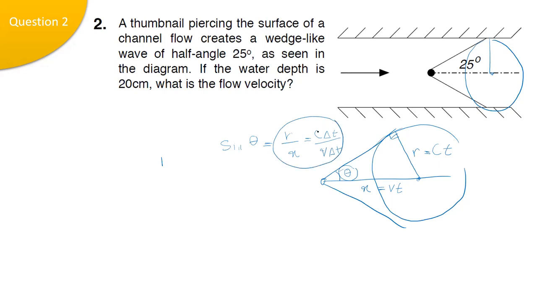So do you have any questions about how to solve this? We also know that C equals square root of gZ. Z is the depth of the flow. So we can calculate C as well, because we have the depth of the water. So then we can get the flow velocity. Okay, if this one is clear, I go to the next question.